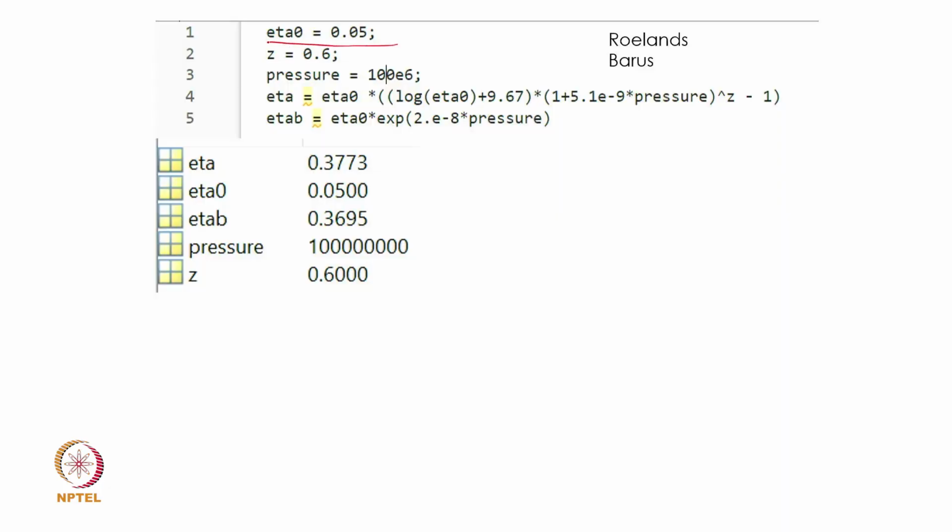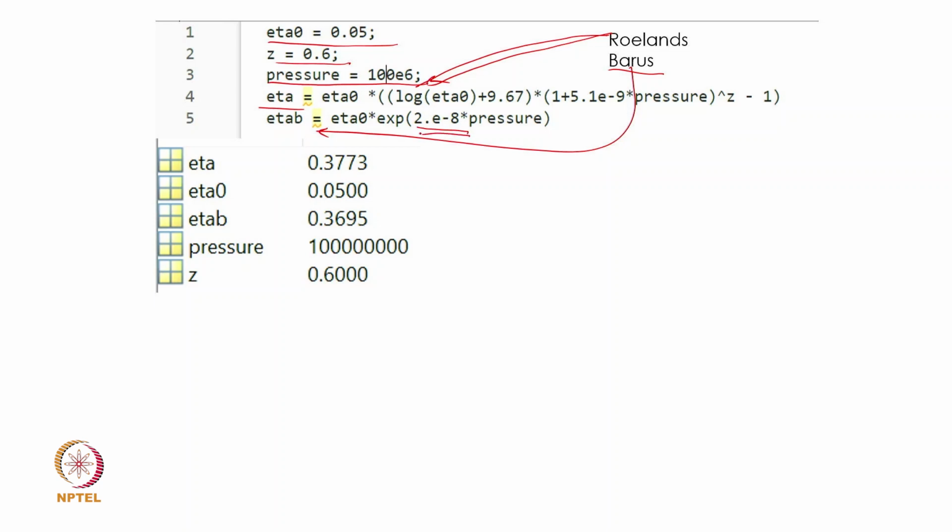Here eta 0 is the dynamic viscosity at atmospheric pressure. For the value of Z, initially I selected 0.6, then we are choosing the pressure as 100 megapascal. I can vary that. Now this eta is basically Roelands' equation, which we described in the previous slide, and then Barus's relation is this one. So eta, and then here we are giving alpha.